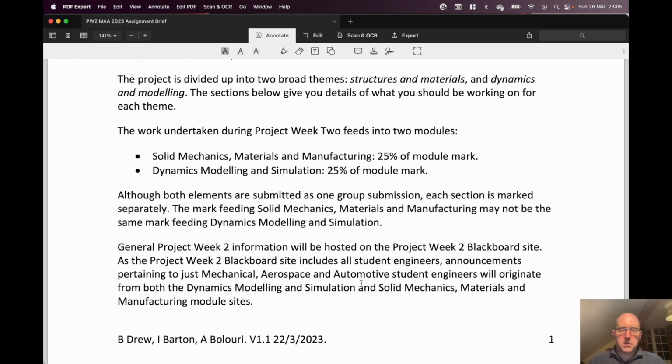When we make announcements, they're going to be coming from the module specific sites, because otherwise we have to make an announcement to the whole department. The announcements that I or other people involved in this activity make are just for the students doing solid mechanics, materials manufacturing, and dynamics, modelling, simulation, or either or both.